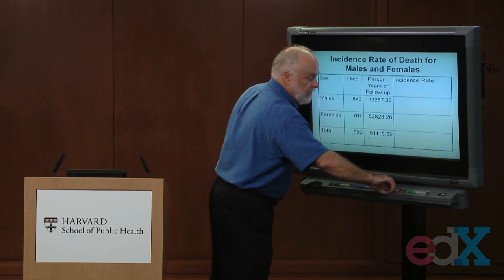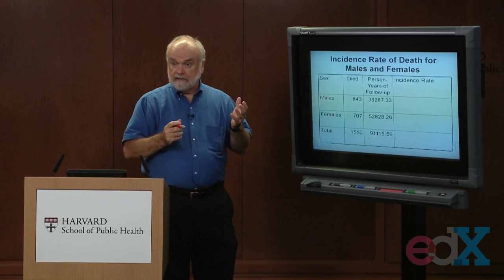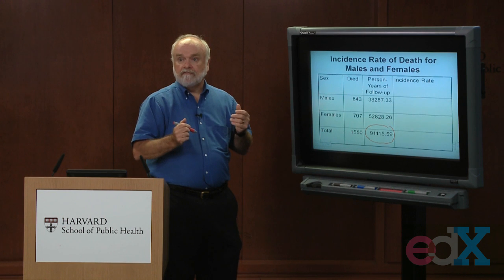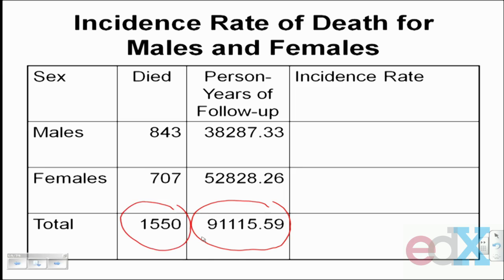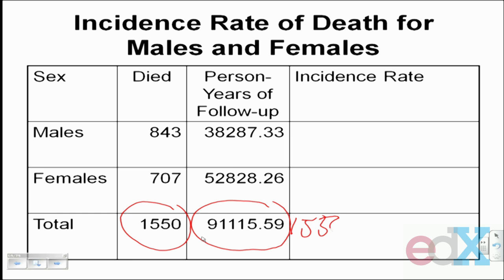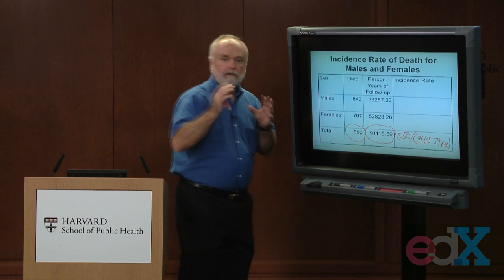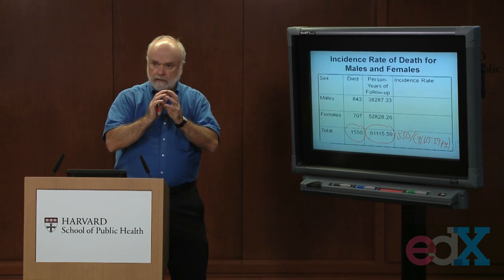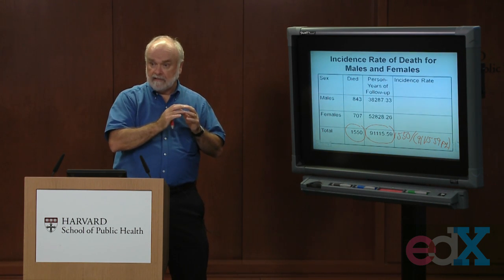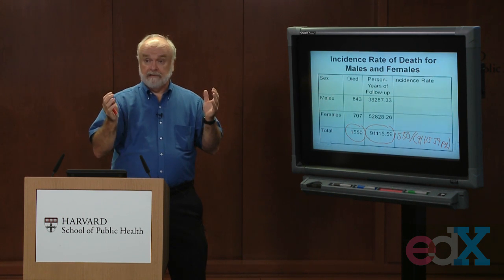So if I asked you to calculate the incidence rates among all participants in this study, remember I had 91,115.59 years of follow-up. And out of that, 1,550 deaths occur. What's the incidence rate? 1,550 deaths divided by the amount of person time. The amount of person time is 91,115.59 person years. It's important to represent or label your result in terms of the time dimension, because if you measured person months rather than person years, you'd have a different value in this last answer. So that's the incidence rate among all participants.